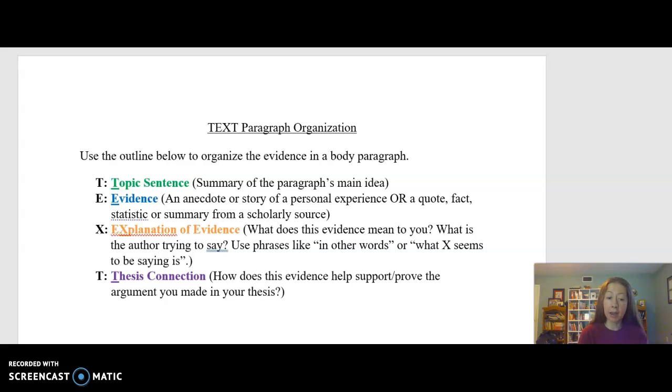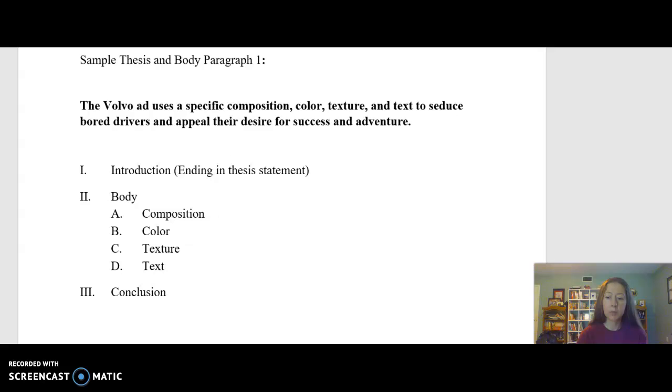So let's take a look again at our sample thesis, our sample outline, and our first body paragraph. Our thesis says, the Volvo ad uses a specific composition, color, texture, and text to seduce bored drivers and appeal to their desire for success and adventure. We know from our outline that we've created that our first body paragraph is going to be about composition. We know from the notes you just copied that the first element of our body paragraph is a topic sentence that clearly identifies the criteria we will be analyzing and states some sort of opinion. So let's take a look at a sample.